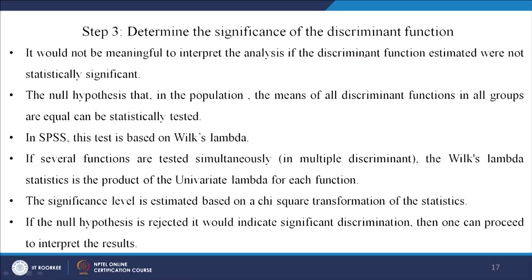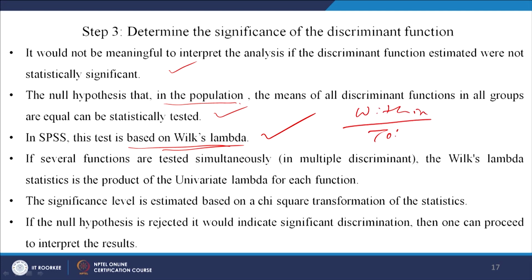Then determine the significance of the discriminant function. It would not be meaningful to interpret the analysis of the discriminant function estimated if it were not statistically significant. So, null hypothesis: in the population, the means of all discriminant functions in all groups are equal, and this can be statistically tested. This test is based on the Wilks' lambda, which I already said. What did it say? The within group variance divided by the total variance, right. If several functions are tested simultaneously like in multiple discriminant, the Wilks' lambda is the product of the univariate lambda for each function.